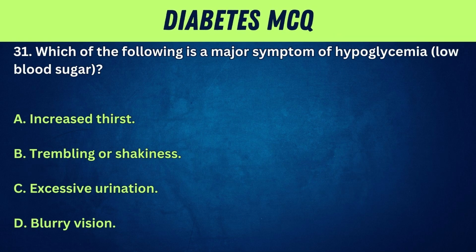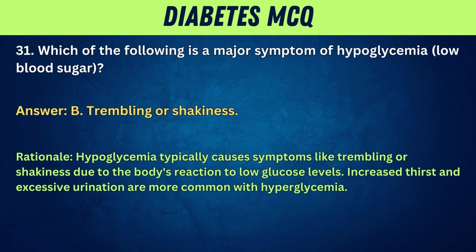31. Which of the following is a major symptom of hypoglycemia, low blood sugar? A. Increased thirst. B. Trembling or shakiness. C. Excessive urination. D. Blurry vision. Answer: B. Trembling or shakiness.